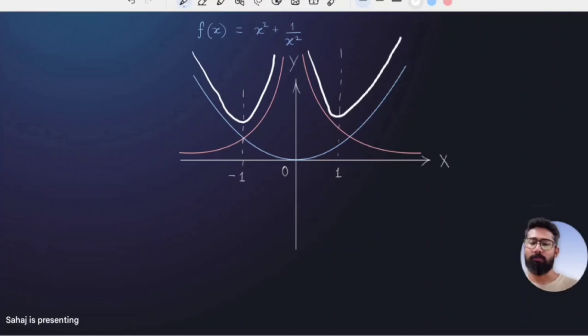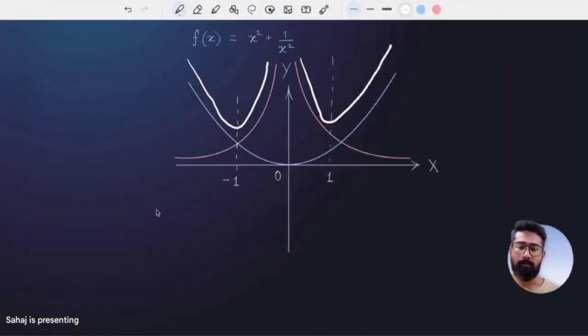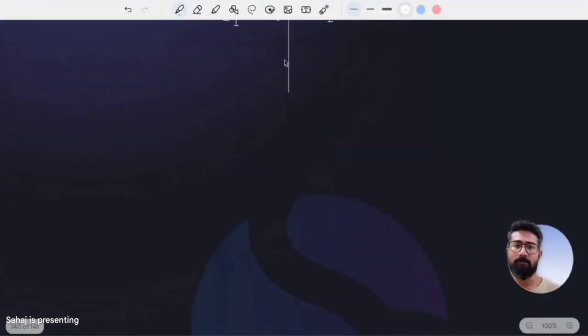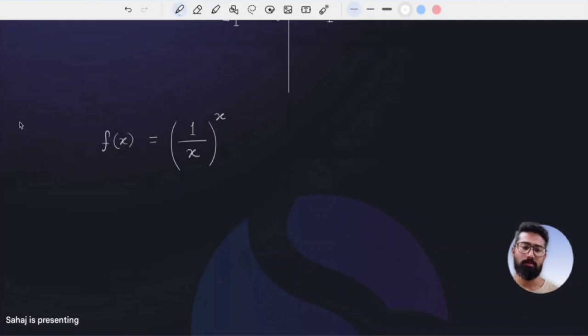Find the maximum value of 1 by x whole to the x. How do we do this? This is a bit hatke from the usual things because you cannot simply take a derivative. You don't know what the derivative of this thing is.